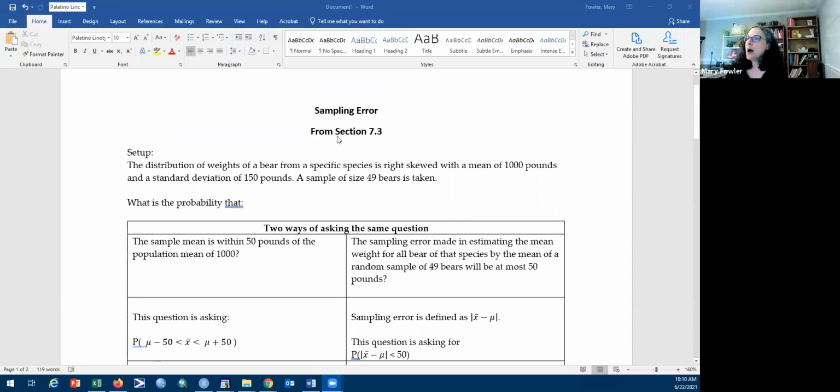So let's go ahead and look at the statement of a problem. I'm going to share my screen. This is a document that should be available. Sampling error. So let's look at this problem. The distribution of weights of a bear from a specific species is right skewed with a mean of 1,000 pounds and a standard deviation of 150 pounds. A sample of size 49 bears is taken.